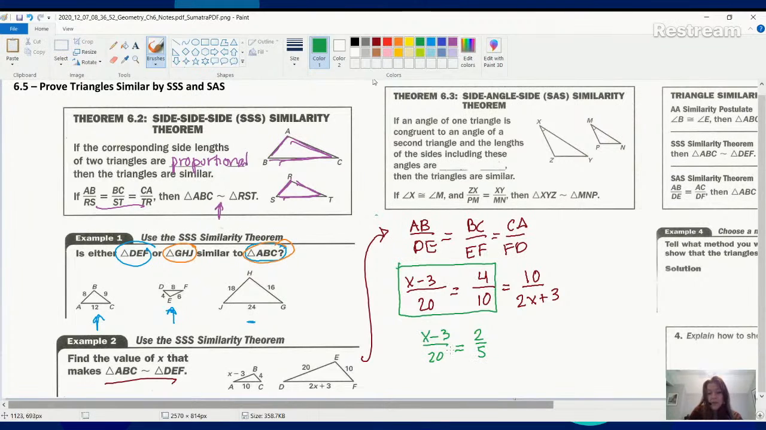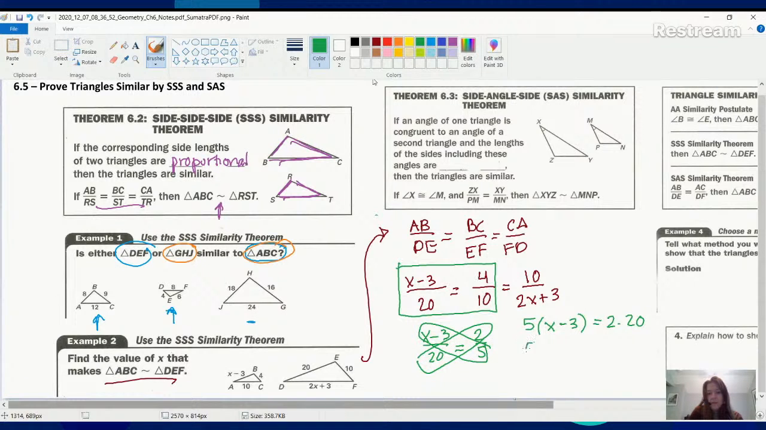To solve this, it's a proportion, so we're going to cross multiply. All that practice cross multiplying, now it comes in handy. We've got 5 times x minus 3. So don't forget, it's everything in parentheses, equals 2 times 20.